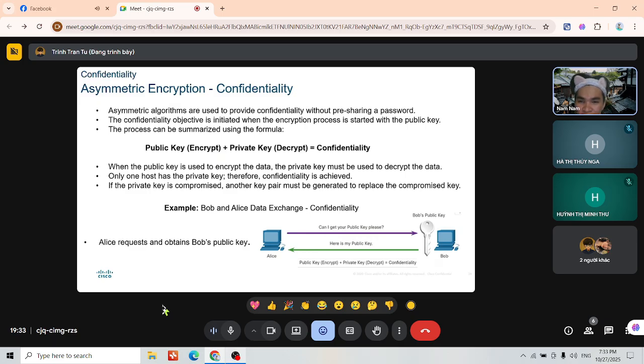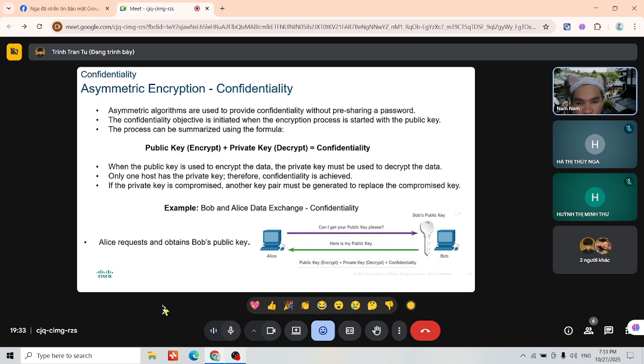Asymmetric algorithms are used to provide confidentiality without pre-sharing a password. The confidentiality objective is enabled when the encryption process is started with the public key. The process can be summarized using the formula public key plus private key equals confidentiality. When the public key is used to encrypt data, the private key must be used to decrypt data. Only one host has the private key, therefore confidentiality is achieved. If the private key is compromised, another key pair must be generated to replace the compromised key.